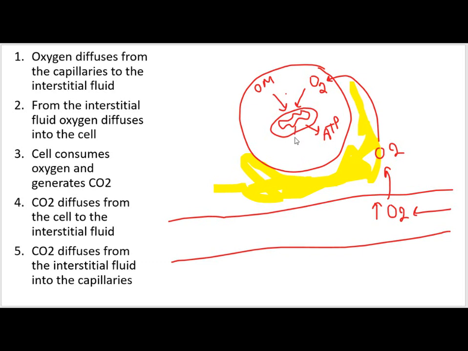In addition to ATP, the cell will produce carbon dioxide. And now what is going to happen? This carbon dioxide is going to diffuse from the cell to the interstitial fluid and from the interstitial fluid to the capillaries. And this blood is going to go back to the heart. So oxygenated blood came and now became deoxygenated blood. So oxygen-rich blood came, became oxygen-poor blood.